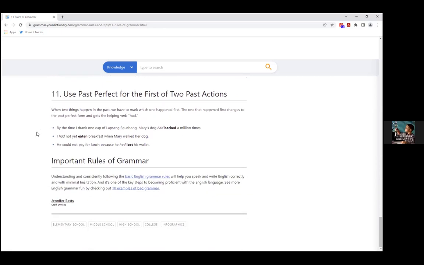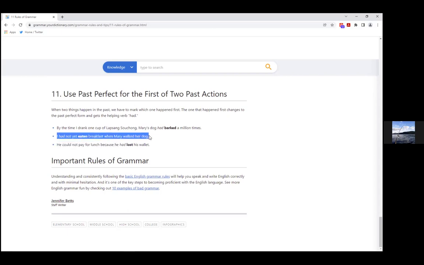And our last one here, number 11, we're going to use past perfect for the first of two past actions. So we're going to combine two different actions and pair them together here. So I had not yet eaten breakfast. So I had is the past tense, but I'm also going to say yet because I'm about to, and then the past of eaten. So I had not yet eaten breakfast when Mary walked her dog. And so this also brings tense for when timing this occurred.